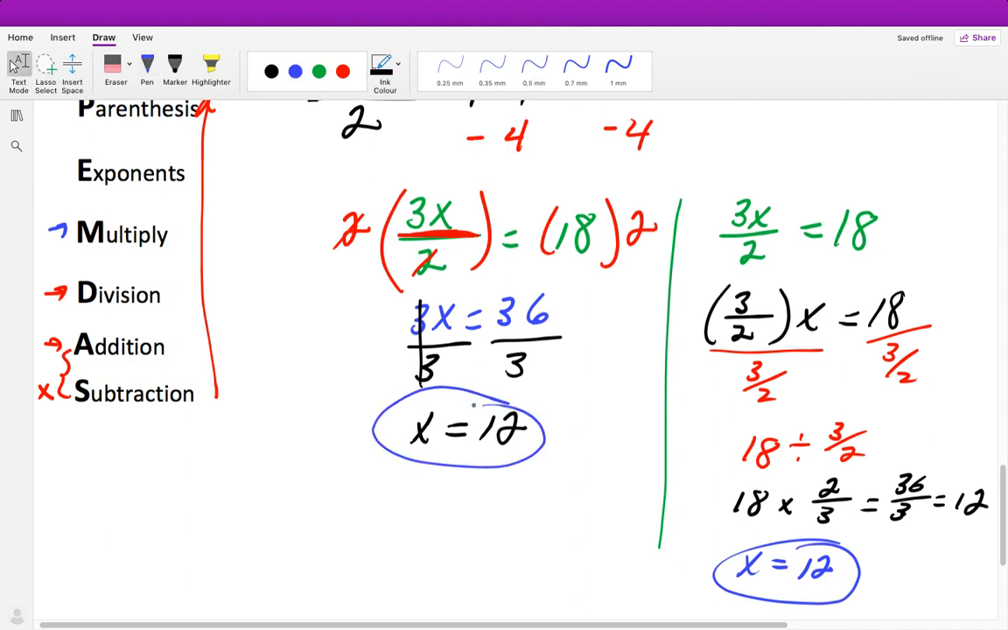So it doesn't matter if you wanted to go ahead and do it step by step, or you can go ahead and you can think about this as a fraction, 3 over 2. And then there's one other way that we can do this, and I'll show you this, guys, when we're meeting together in class, all right?